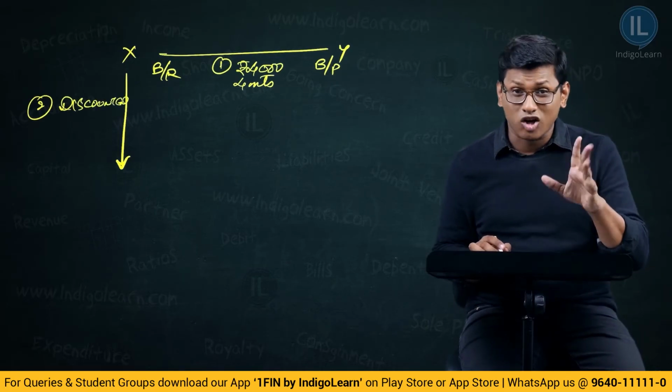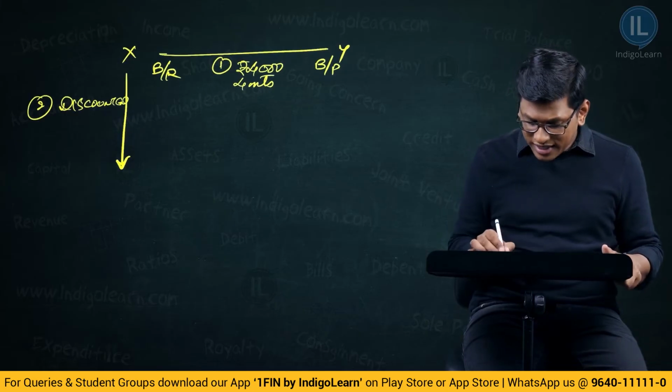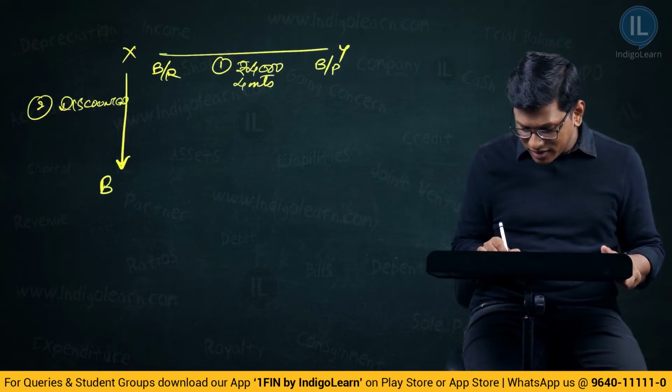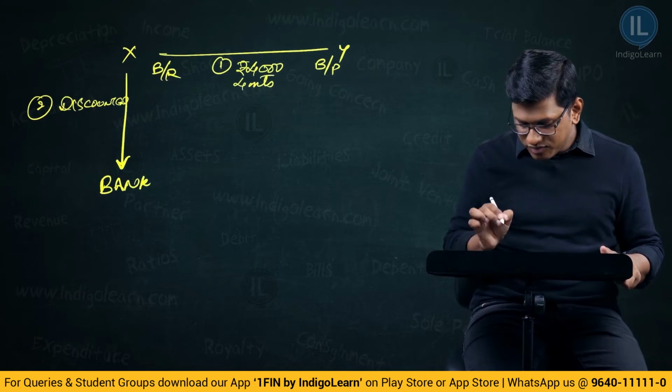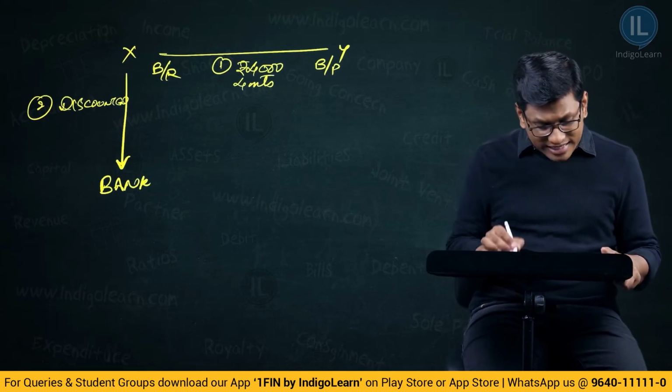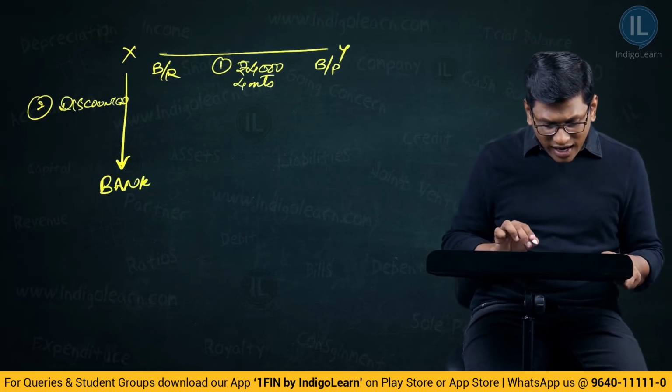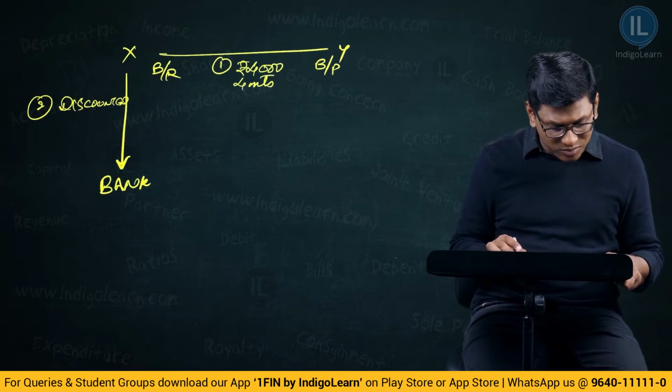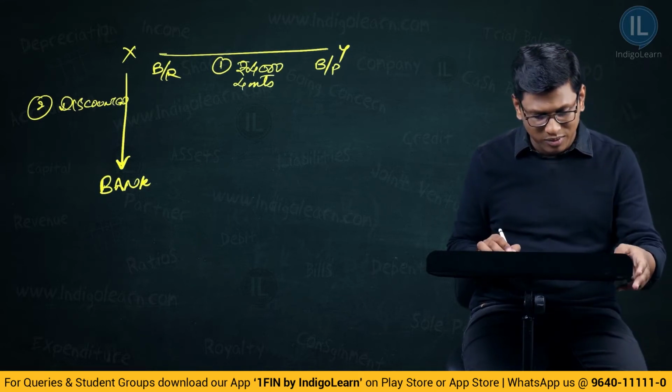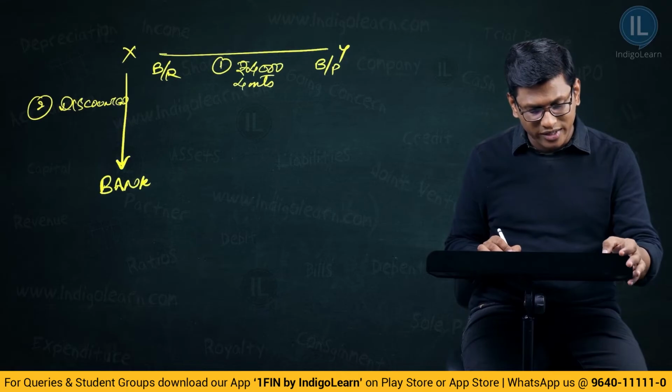Please understand, this is an accommodation bill. Discounted with bank. Discounted with bank at 6% per annum. Okay, first, what is 6% per annum? Let us do that calculation quickly.